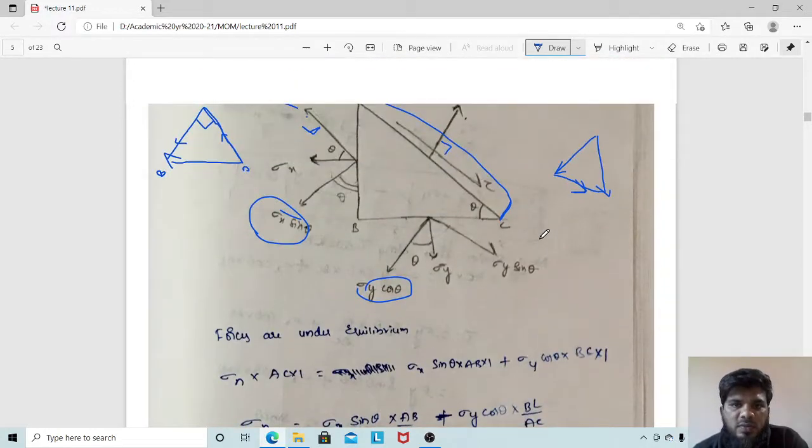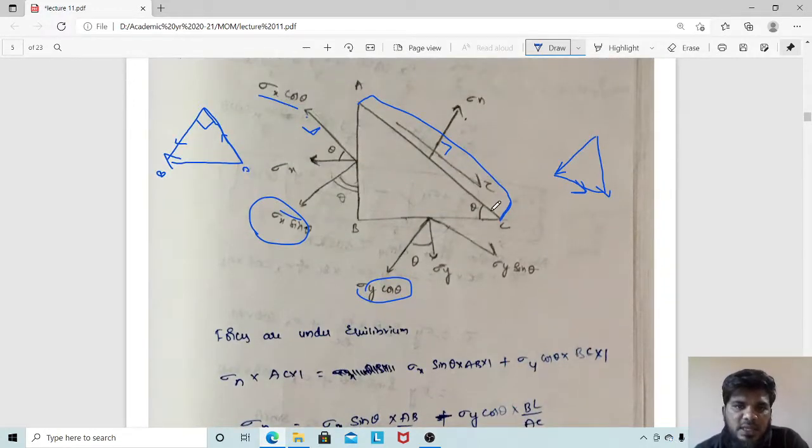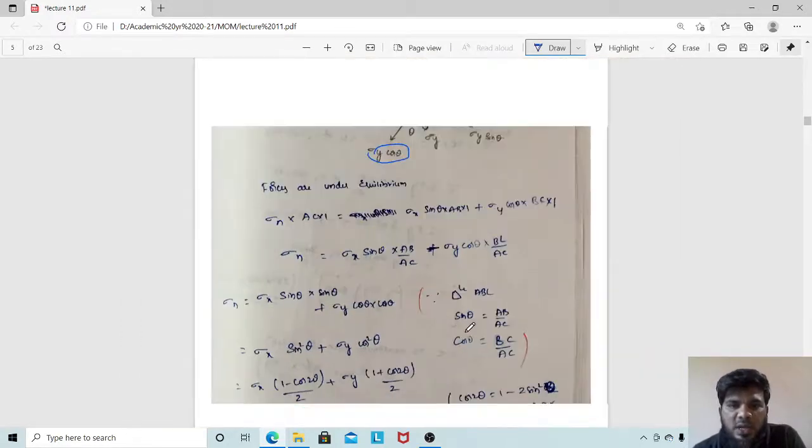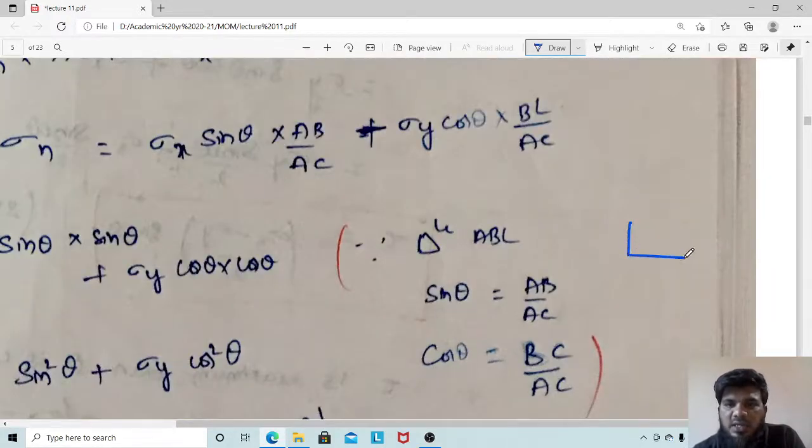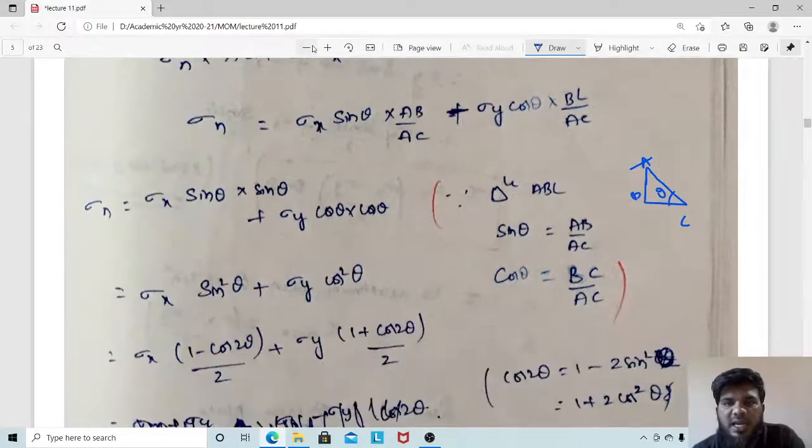From the triangle, which is nothing but your triangle ABC, the very first oblique plane triangle. This is your theta. Okay, so this is your A, this is your B, this is your C. From this triangle, tell me what is sin theta and what is cos theta. You can directly calculate. Sin theta is opposite by hypotenuse. Opposite is AB by AC. Cos theta is adjacent by hypotenuse, BC by AC. So AB by AC is nothing but sin theta. BC by AC is nothing but cos theta.